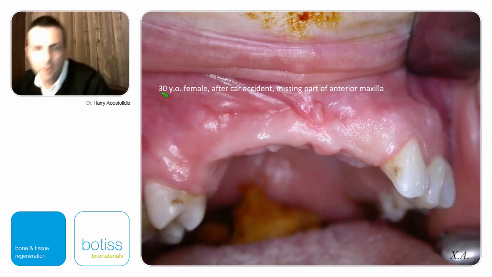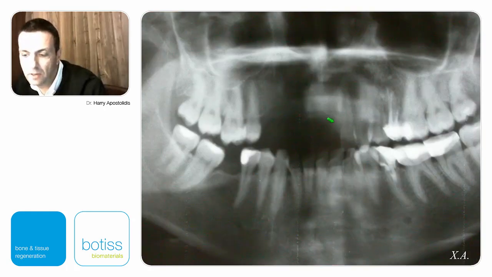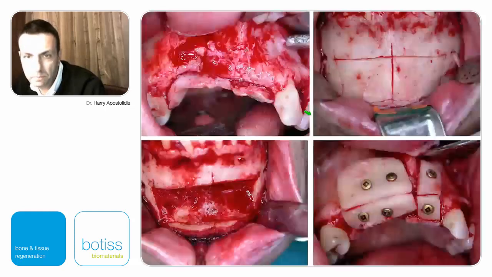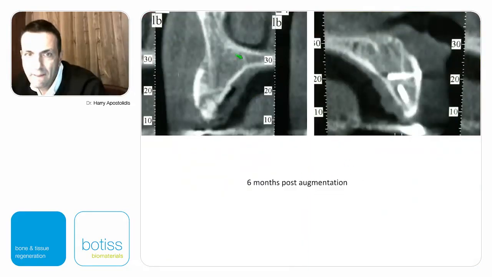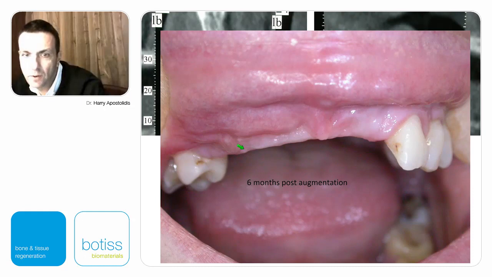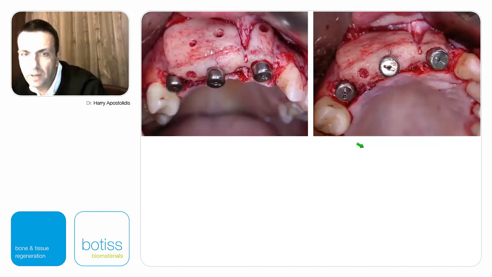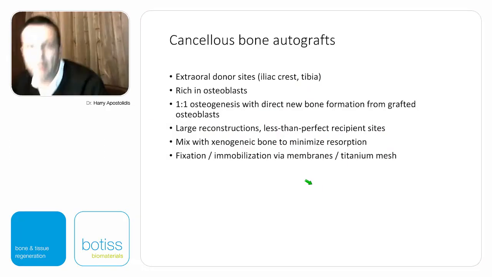And another vertical augmentation, 30-year-old female after car accident, missing part of the anterior maxilla, a lot of teeth missing, part of the maxilla missing, and we reconstruct that with big blocks from the chin, again membranes, and we see here the reconstructed bone 6 months after augmentation. You see here where we have reached now our bone to be, placing our implants in good bone, and post-op panorex and clinical picture.